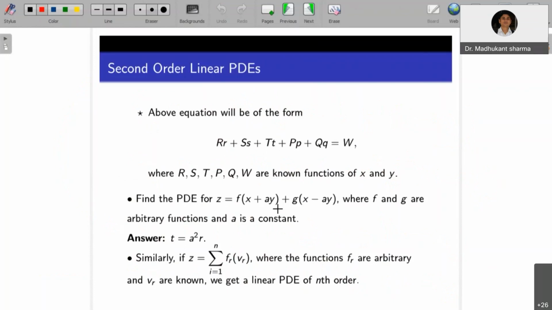Similarly, if you have the sum of n arbitrary functions, where the vi's are known and the fi are arbitrary, we will get a linear PDE of nth order. So that you can verify again.